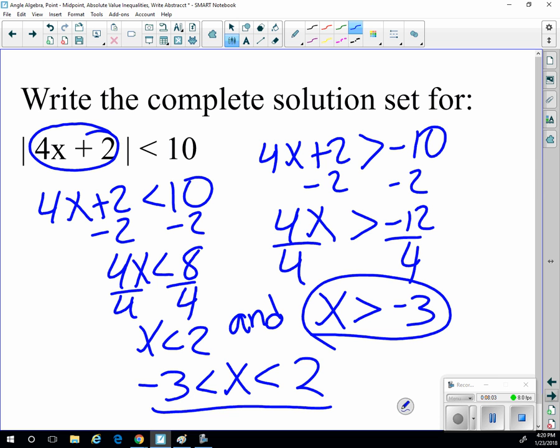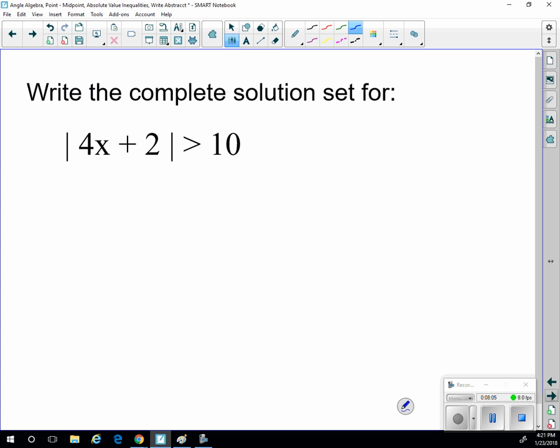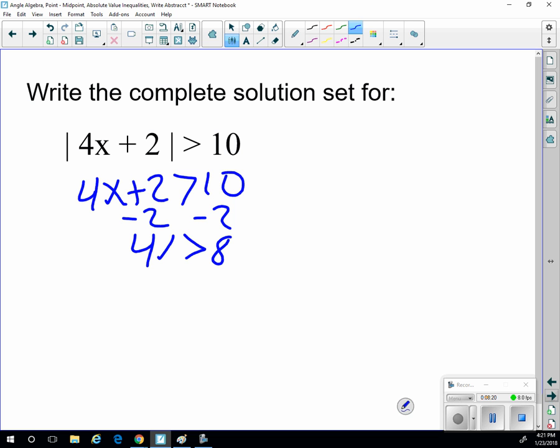Well, what if I said it was greater than 10? That means it needs to be further away from 0 than 10. So let's do the positive one. That's going to be greater than 10. And so we're going to subtract the 2, and we get an 8. So 4x is greater than 8. So x is greater than 2.